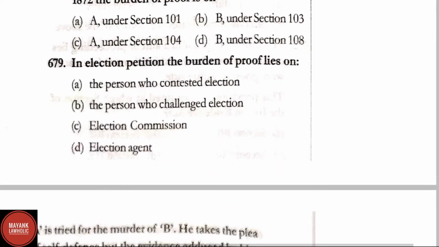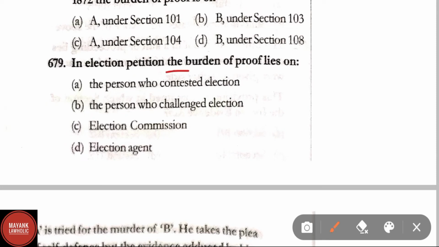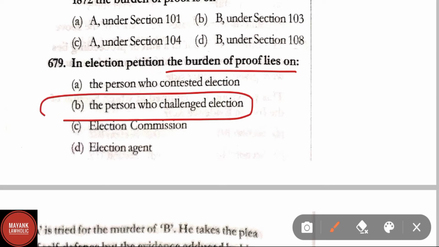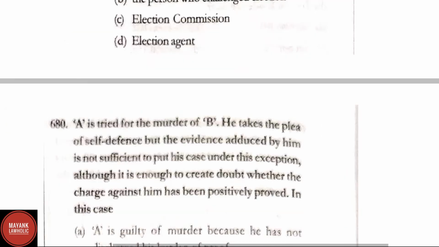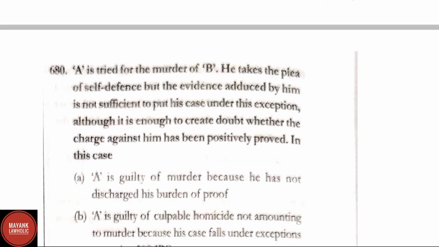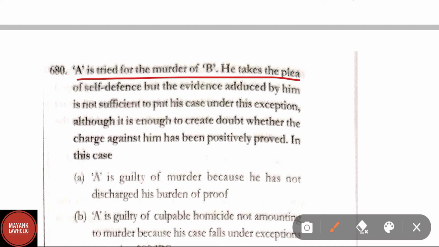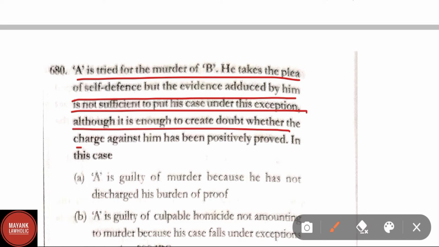Question number 679. In an election petition, the burden of proof lies on, option B is the right answer, the person who challenged the election. Question number 680. A is tried for the murder of B. He takes the plea of self-defense, but the evidence adduced by him is not sufficient to put his case under the exception, although it is enough to create doubt whether the charge against him has been positively proved.